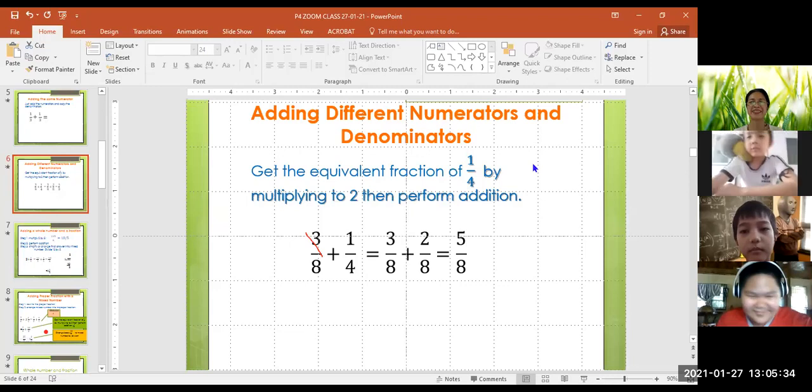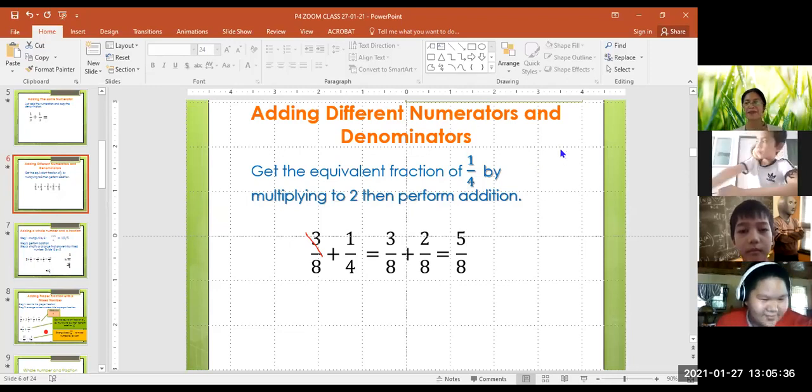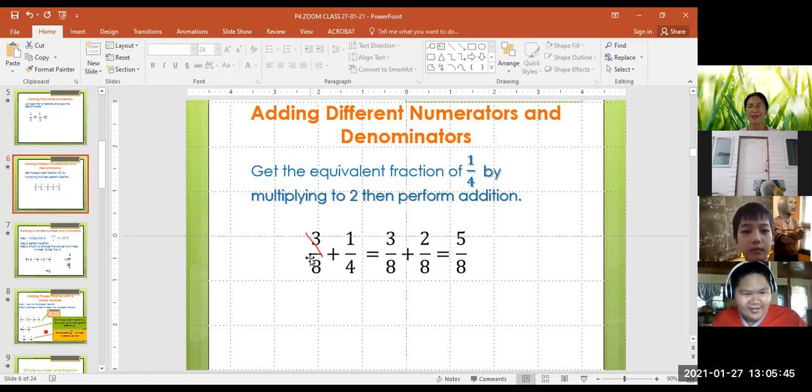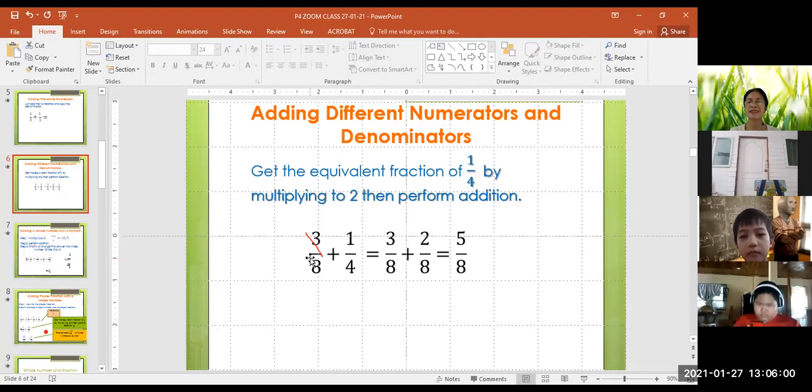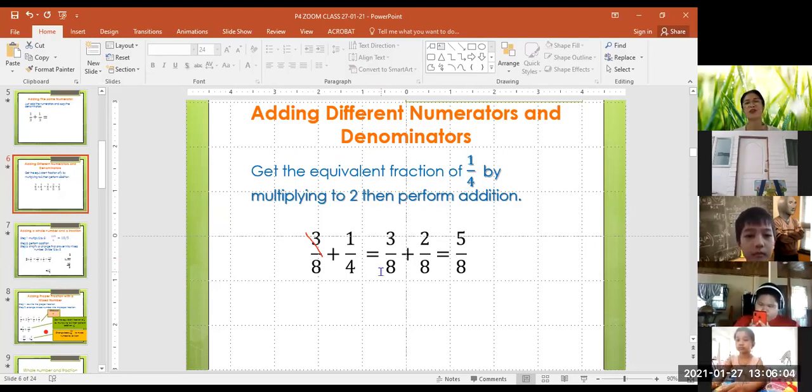That's okay, that's nice. Okay, so this time, we're going to talk about adding different numerators and denominators. So how do we do that? But please do not write on the screen, okay? So this time, let's have different denominators. So what do we do?